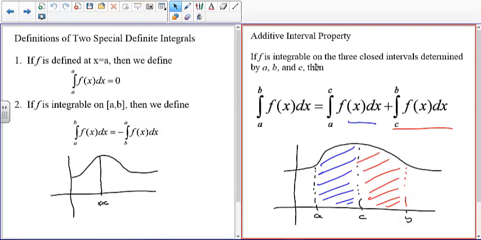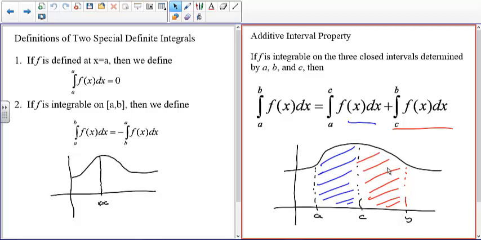And the additive property basically says that if you have a curve, a function, from a to b, and you pick some intermediate value c, if you find the area from a to c, and you add it to the area from c to b, that it's equal to the total area between a and b. Again, it seems pretty obvious visually. If you take something and break it up into two parts, the sum of the individual parts is equal to the total.